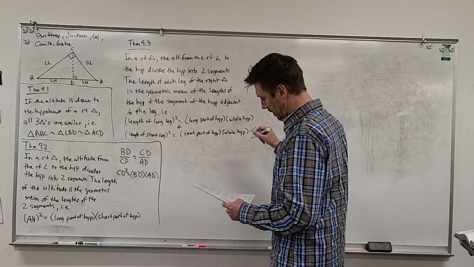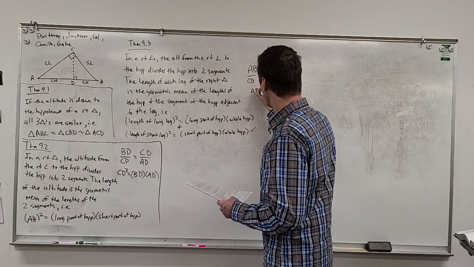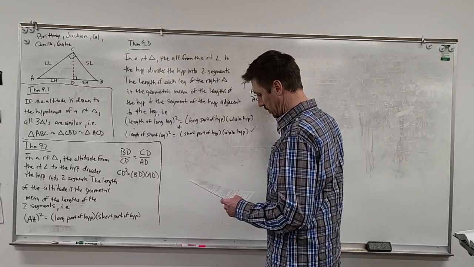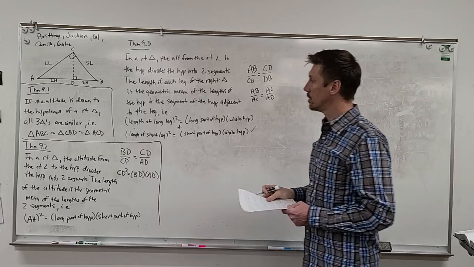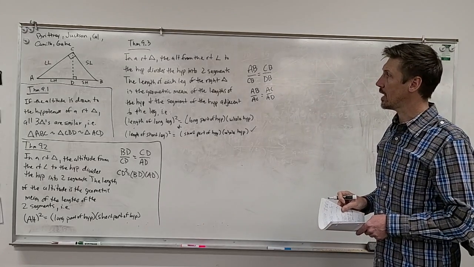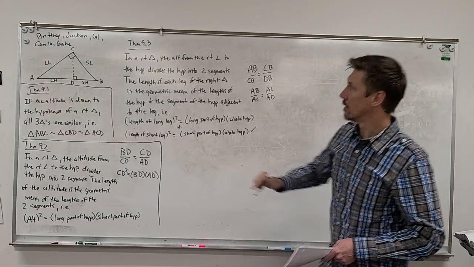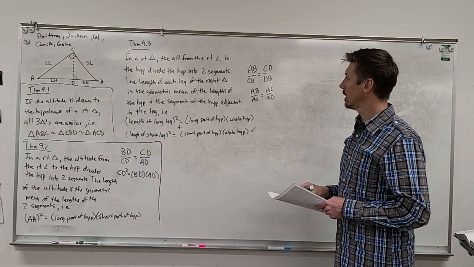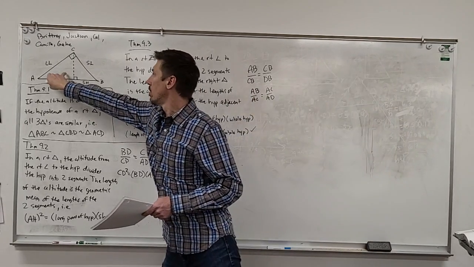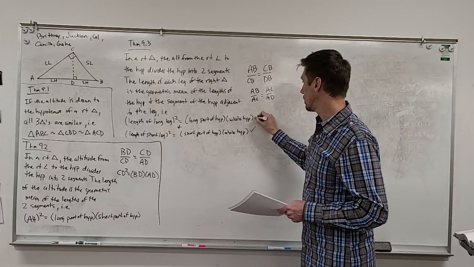And the other one is going to be AB over AC equals AC over AD, which has to do with the long side. So the entire hypotenuse over the long leg is going to be equal to the long leg over the long part of the hypotenuse that's created, which gives us this formula here.